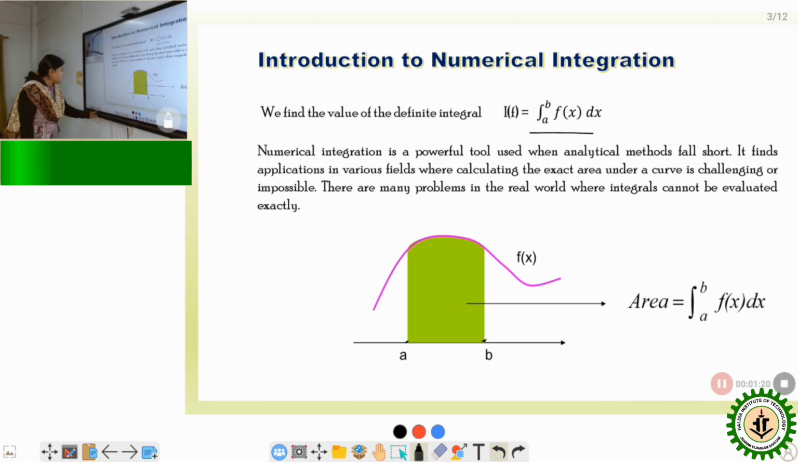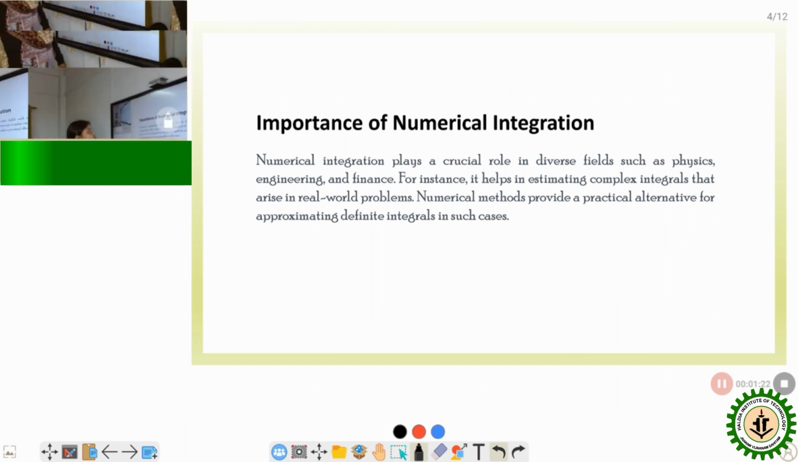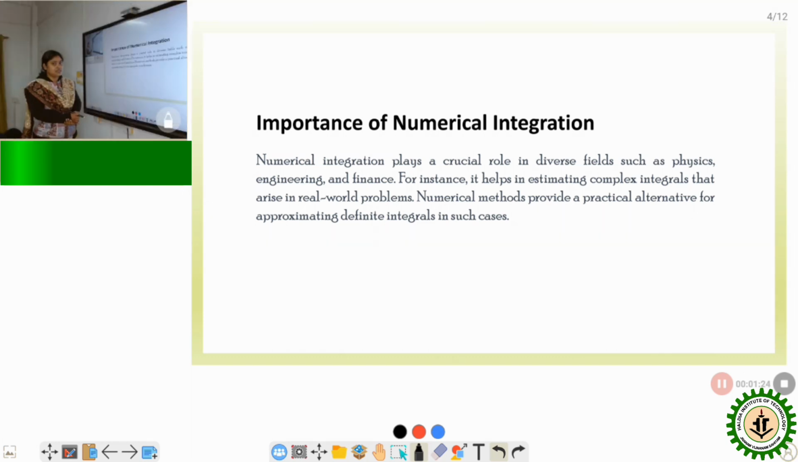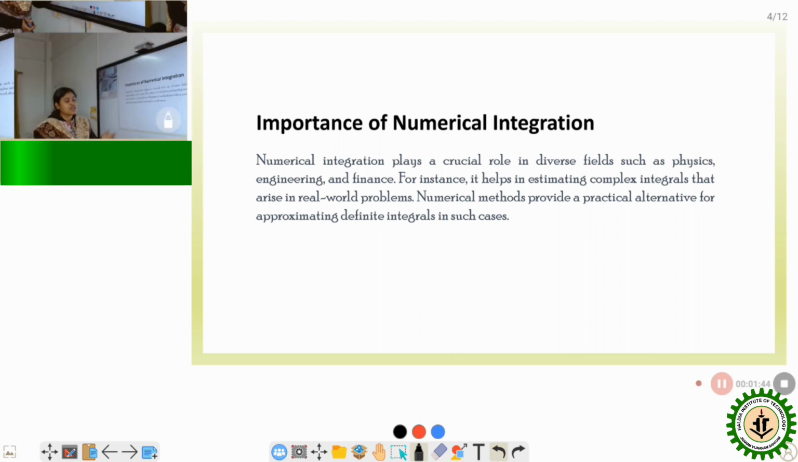Next, why do we learn this numerical integration? We have already gone through the analytical method. We all know that. But why do we do numerical integration? What is its advantage? It plays a crucial role in diverse fields such as physics, engineering, and finance.